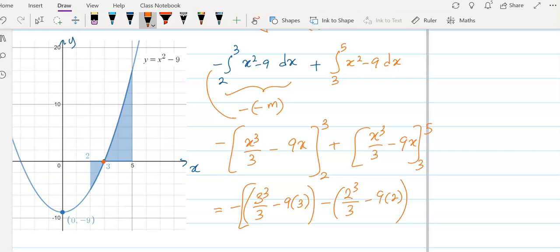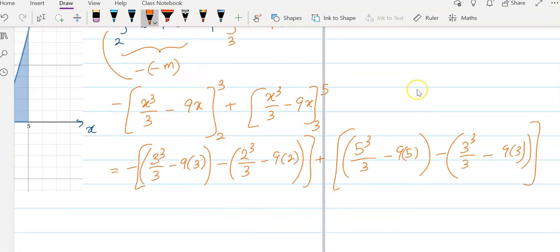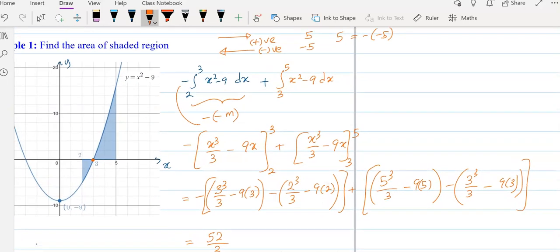We'll see whether we can simplify this one fairly fast. Then I substitute for the next part, which is with a 5 and a 3. I have written that here. Now we've got the values. Now we need to simplify this one. If you did that, you would end up with 52 on 3. So we've got the area.